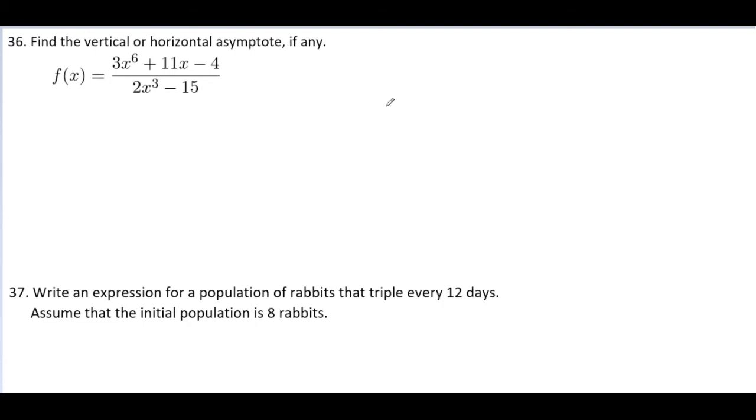Number 36, find the vertical or horizontal asymptote, if any. Let's do the vertical asymptote first. Vertical asymptote, that's when the denominator equals 0. So that is 2x cubed minus 15. When does that equal 0?